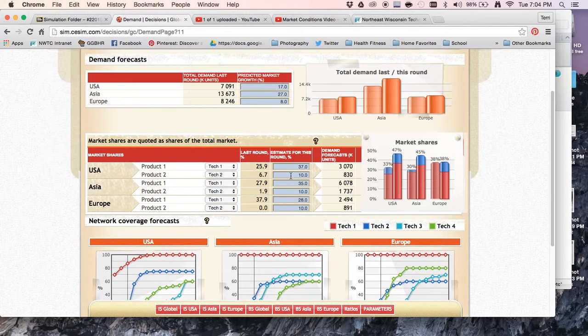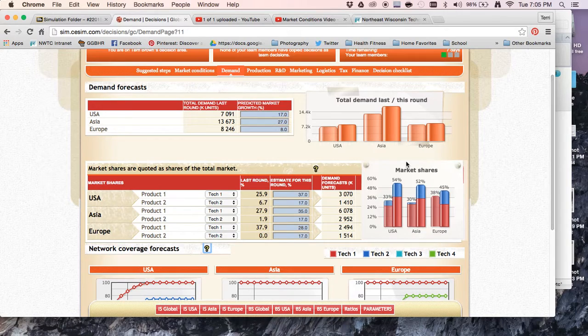So I want to get a little bit more market share for product 2 this round. So maybe I'll do 17% for each of these. And I'll keep the rest of them where it's at. So this is my demand forecast in numbers based on the market share that I want to get, okay?